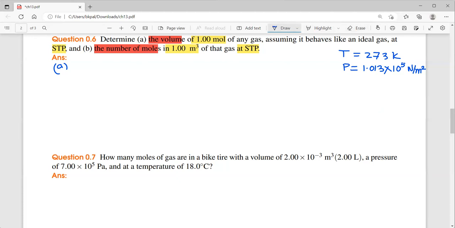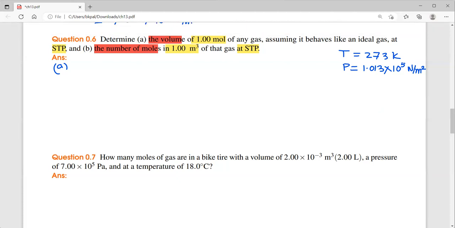All right. So how do we solve this problem? Here, you know T and P, you have to calculate V. And we also know the mole. So I think we can use this equation, PV equals nRT.